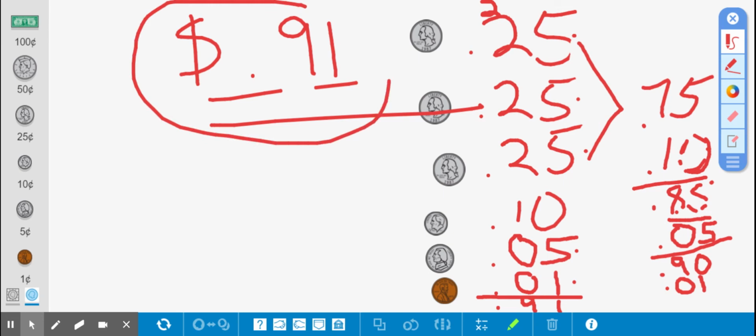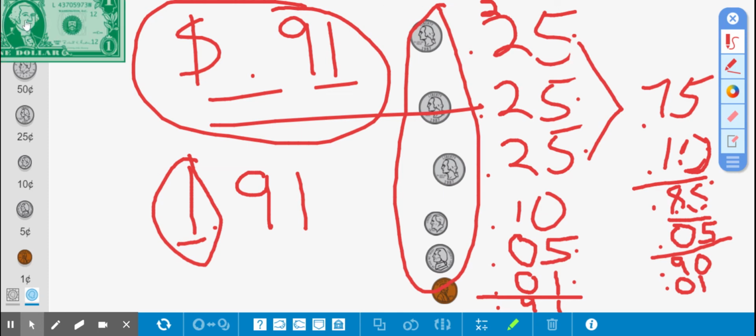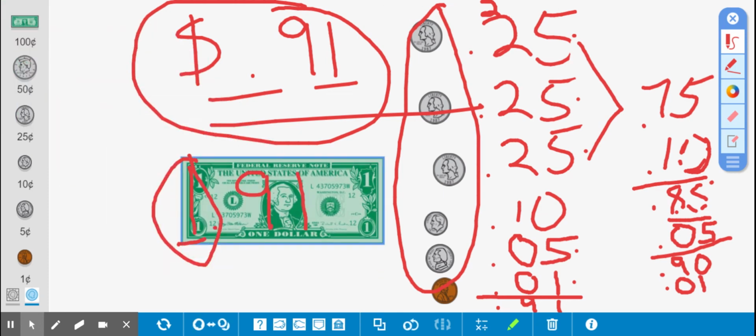So whenever you're trying to make a target number, you're always trying to use the least number of coins. Now let's just say, for example, as a little side note here, let's imagine this was $1.91. In which case we would still use the same coins, except we would need to have $1 because we have 1 in the ones place. So we would actually have to add $1 to this. So in this case, it would be $1.91. And the same thing goes if you're trying to make larger numbers.